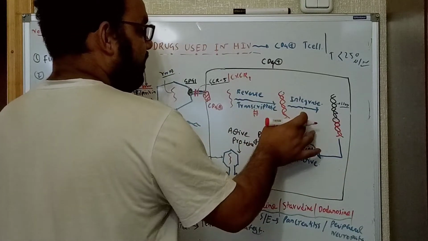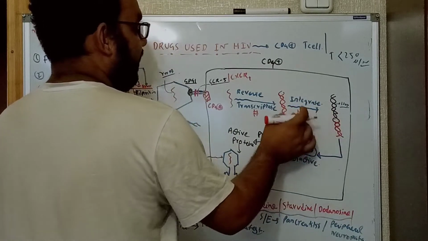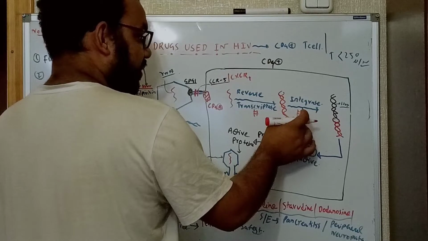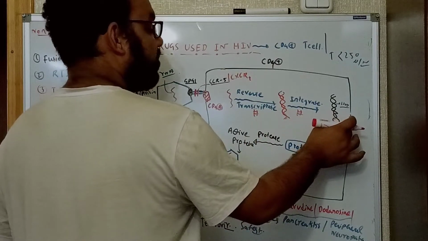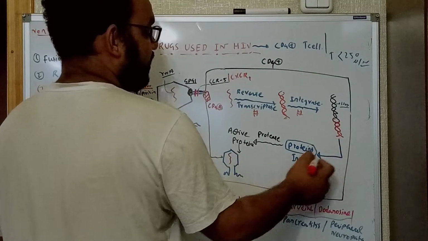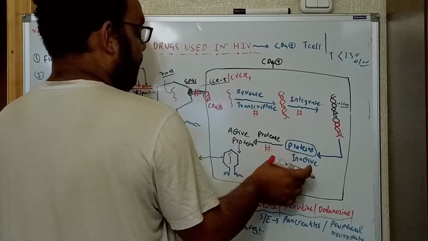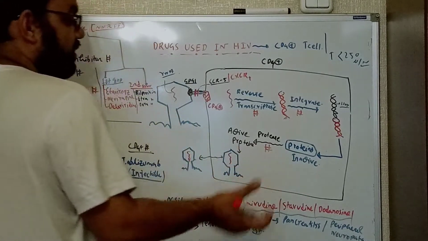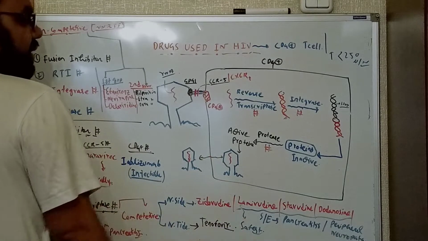Now the same thing is over here: if we inhibit the integrase enzyme, then the RNA is getting converted into DNA, but this DNA will not be able to get attached to the host DNA, and this process is blocked further. Lastly, we can inhibit the protease enzyme over here. Then the active proteins will not be formed, so there is no chance to form new viruses. So we can use this type of drug.